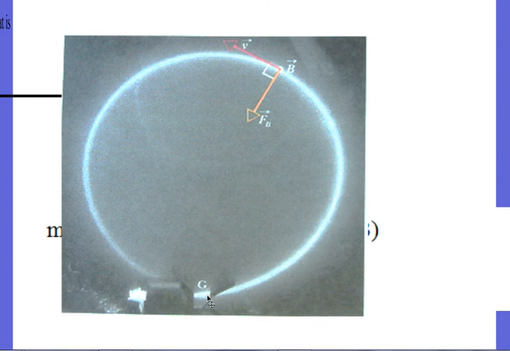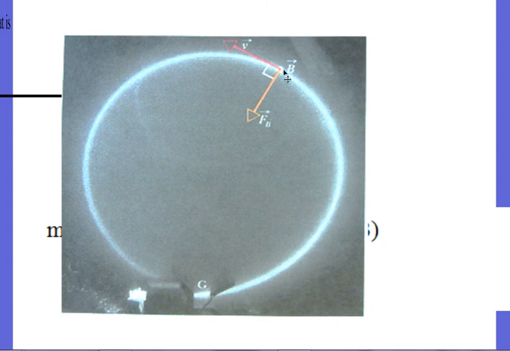Now, if you make it go faster, it'll go around a bigger circle. If you make it go slower, it'll go around a smaller circle. But the time it takes to go around the circle is independent of its velocity. Very important for the next slide.